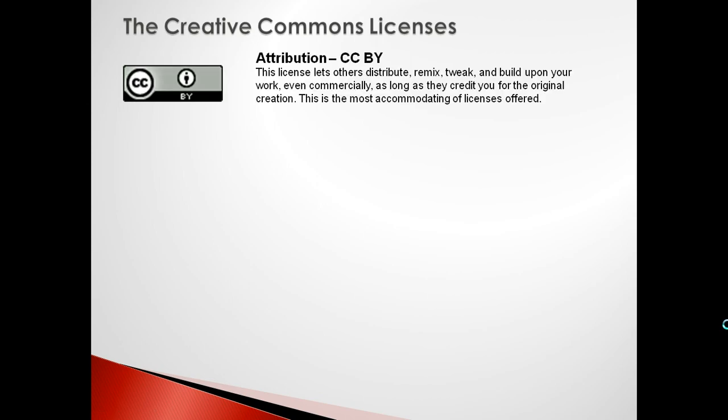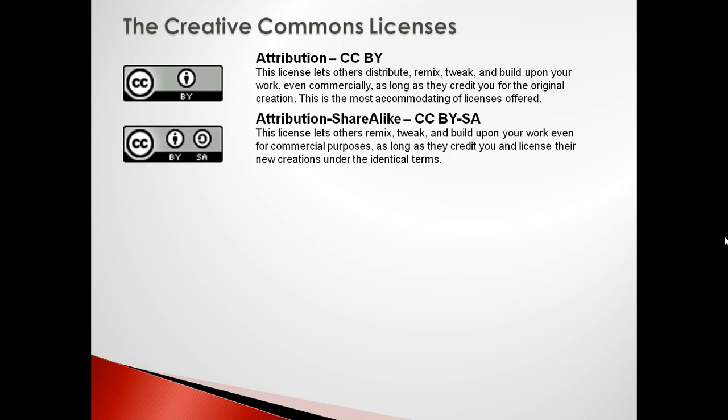There's the Attribution license, which allows others to distribute, remix, tweak, and build upon your work, even commercially, as long as they credit you for the original creation. This is the most liberating of all the licenses that they offer. There's the Attribution Share-alike, which lets people basically do whatever they want with your work as long as they credit you and license their new creation under the identical Creative Commons terms.